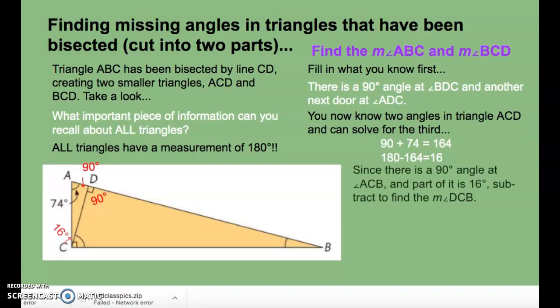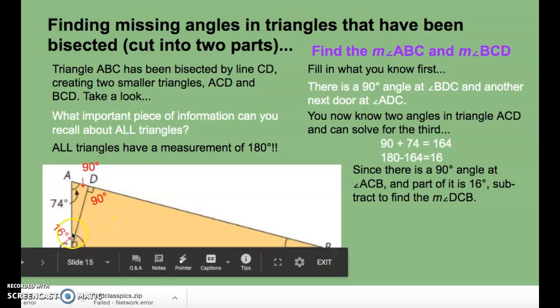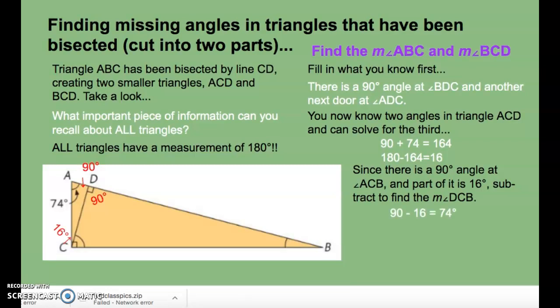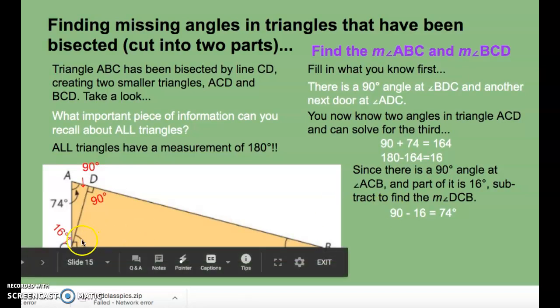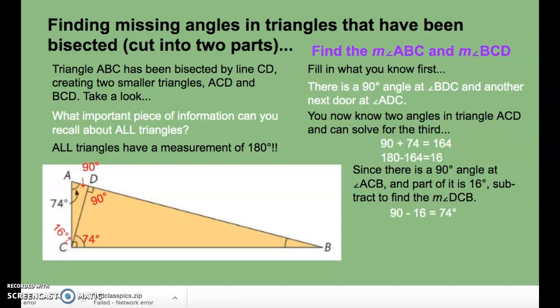Let's move on. Since there is a 90-degree angle at angle ACB over here, and we know part of it is 16, we simply subtract that 16 from 90 to get that angle at DCB, the one that is marked right here. So using the formula 90 minus 16, we get 74 degrees, which is the measure of this angle right here in the corner.